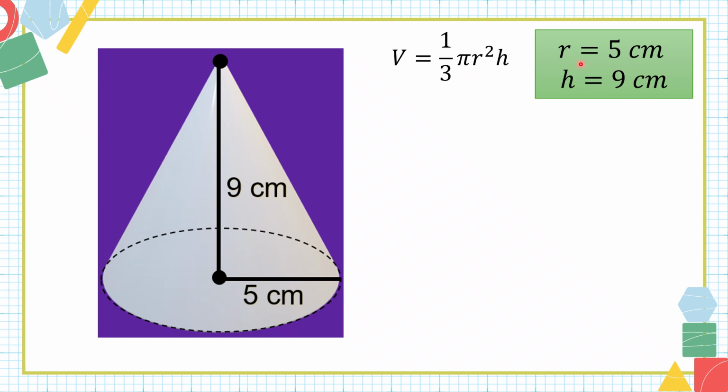Since we have the value of r and h, we can now substitute it to the given formula. So by this time, we will be having 1/3 times pi, and then the value of r is 5. So we will be having the quantity 5 squared. And then letter h is 9. All we have to do here first is to simplify the quantity 5 squared. The expanded form of the quantity 5 squared is 5 times 5. 5 times 5 is 25.